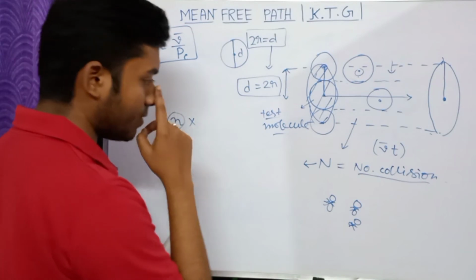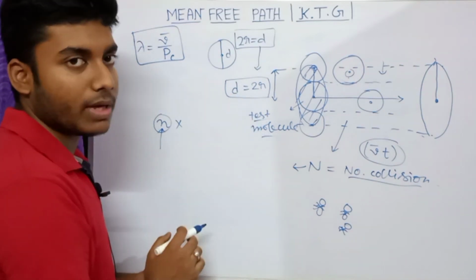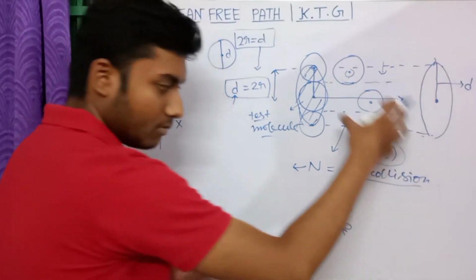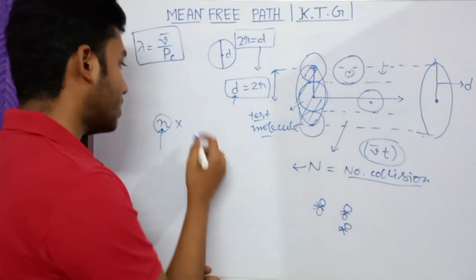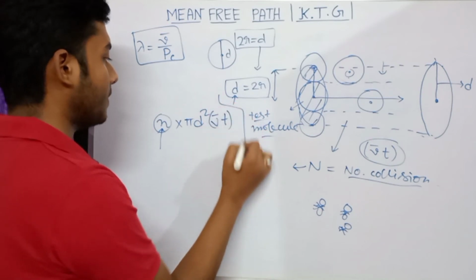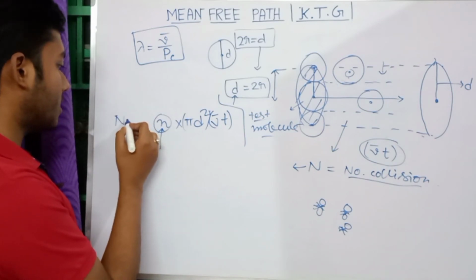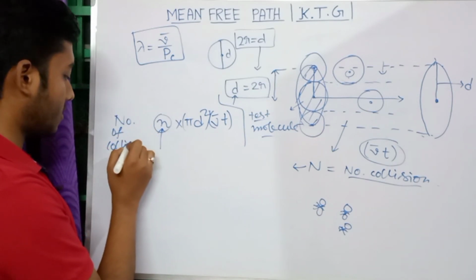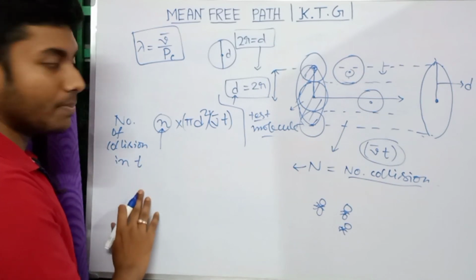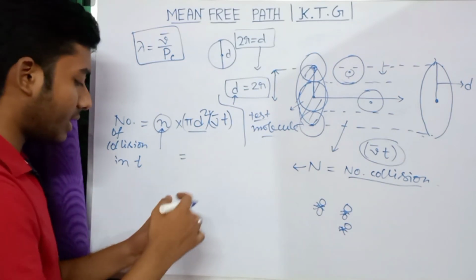And what is the volume? Pi r square into h, where h is this, and pi r square is pi into d square, right? This is the radius of that imaginary cylinder, and this is our h. So this will be pi d square into v bar t. Now this term pi d square, this is the collision cross section for the time interval t.